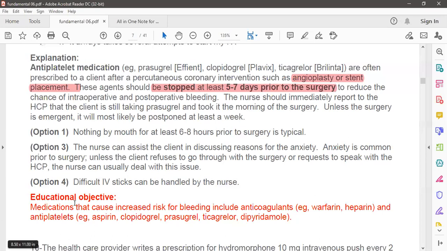So what are the educational objectives? Medications that increase the risk for bleeding include anticoagulants like warfarin and heparin, and antiplatelets like aspirin, clopidogrel, prasugrel, or dipyridamole. We should hold them, stopping at least 5 to 7 days before any kind of major surgical operation. You must know this for the NCLEX board exam.